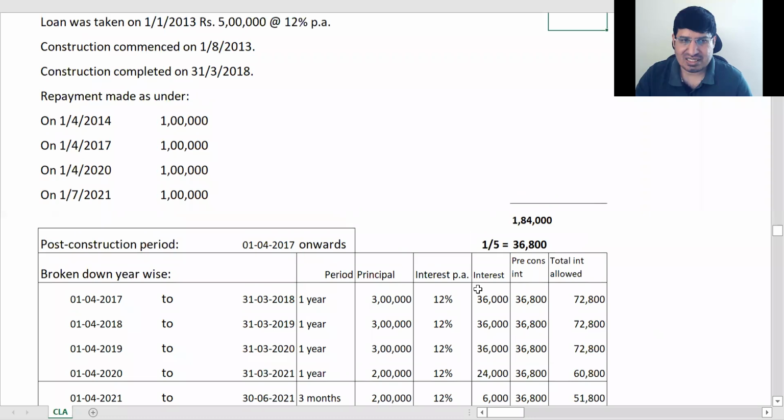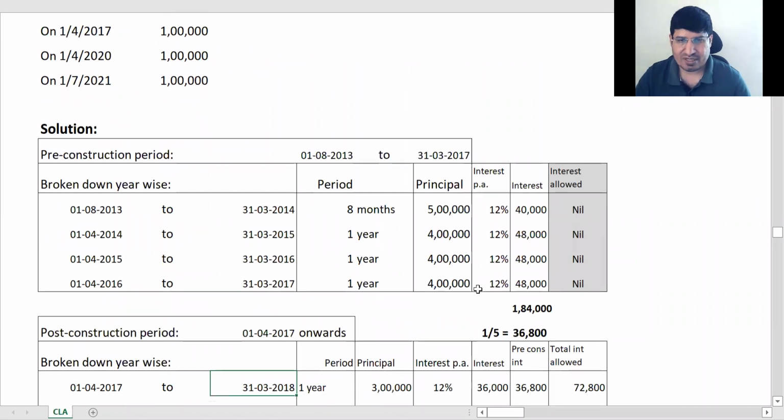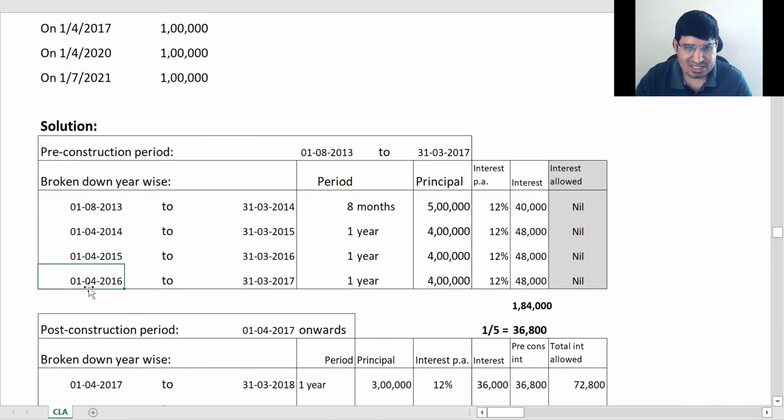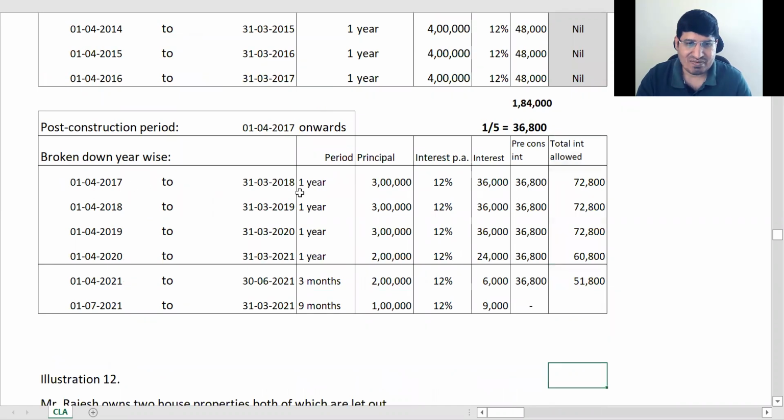So now if I go down, okay, PY 16-17 I said, right? So now let us just remove this and hide it. So 16-17 is basically this year, your pre-construction year. Okay, so interest allowed for 16-17 will be nil. That will be the answer for 16-17. After 16-17 you will have these 5 years, 17-18 to 21-22. Okay, so the answer for this will be: first one will be nil, and after that you will write these 5. Okay, understood?